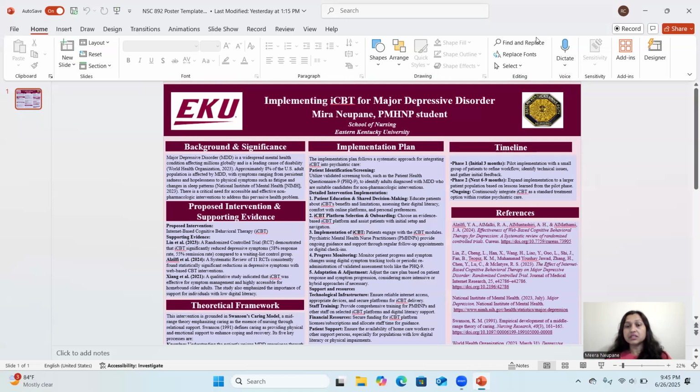The second phase is the next 6 to 9 months. This phase is expanding the implementation to a larger patient population based on lessons learned from the pilot phase. And the third one is the ongoing phase, which continuously integrates internet-based cognitive therapy as a standard treatment option within routine psychiatric care. This is all about implementing internet-based cognitive behavioral therapy for major depressive disorder.